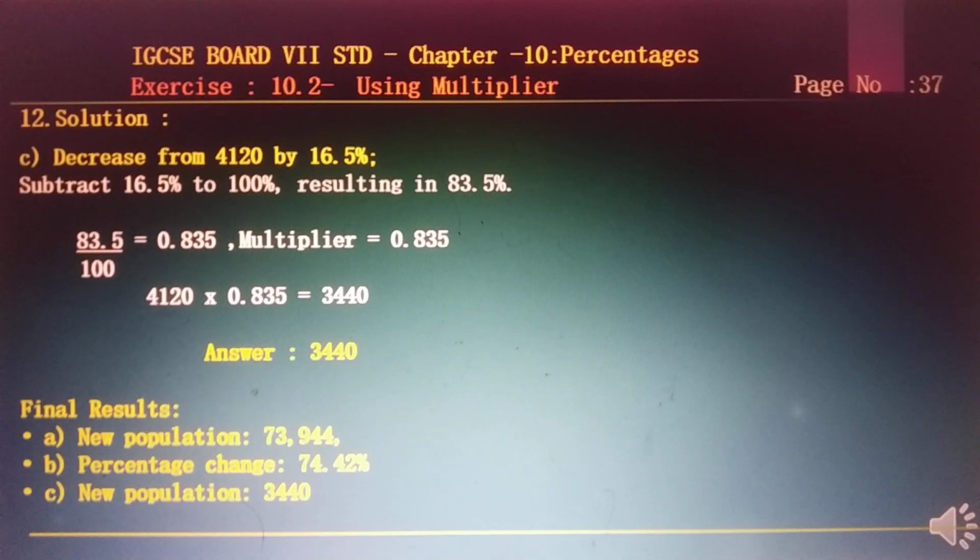And question number 12C, decrease 4,120 by 16.5%. In the same way, decrease means subtract 16.5 from 100, we are getting 83.5%. The multiplier of this is 0.835, multiplied with 4,120, we are getting 3,440. Final answer is 3,440. The final results: new population is 73,944, percentage change 74.42%, new population 3,440.